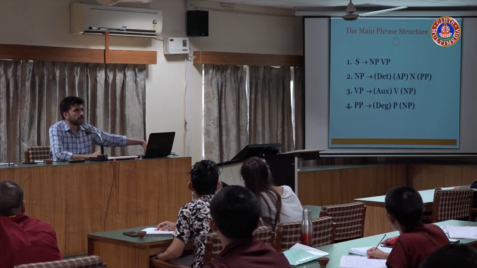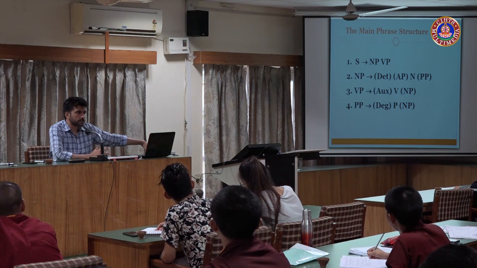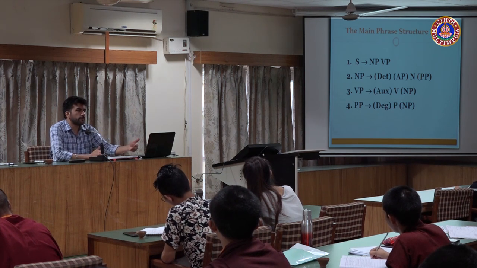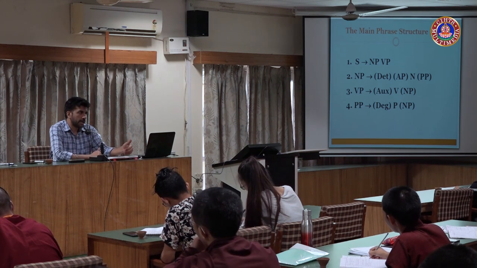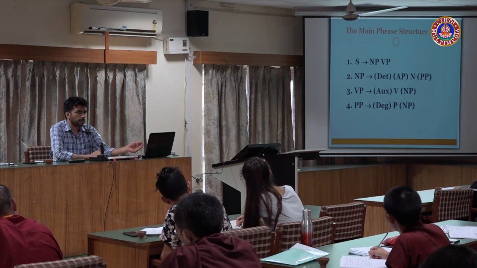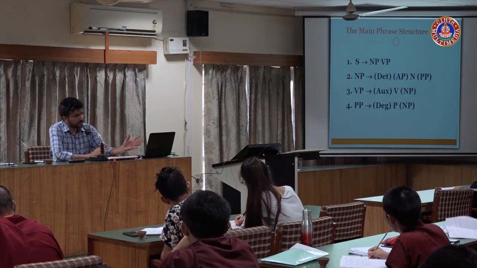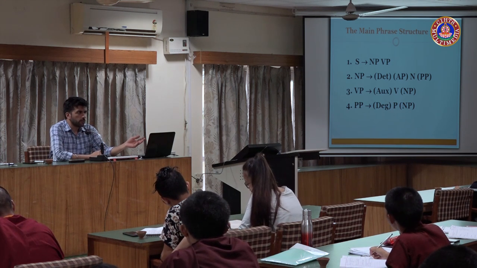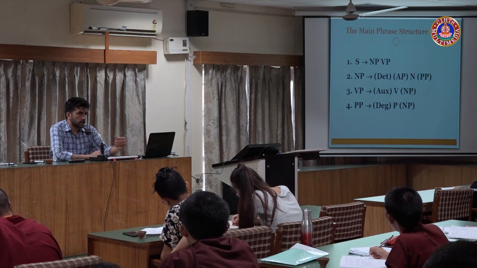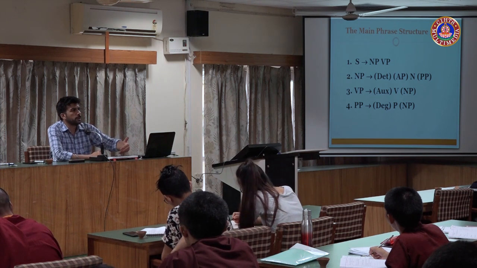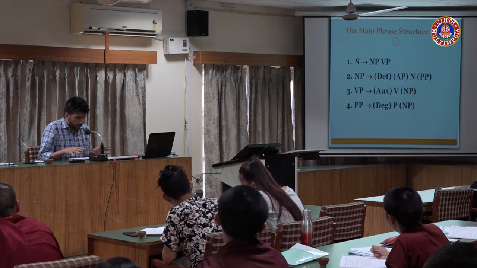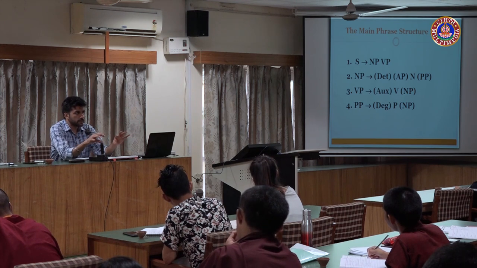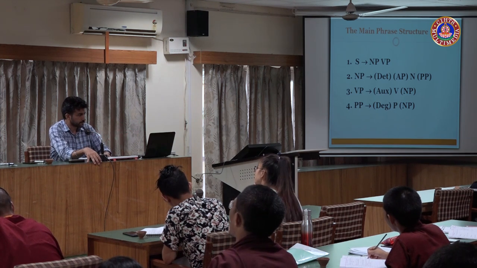Then you have verb phrases, which may have an auxiliary, like will come. Now, will is an auxiliary. Then it will be followed by the main verb, the head word of that phrase, and it can be followed by a noun phrase. Then a prepositional phrase sometimes has a degree, followed by a preposition, which will be followed by a noun phrase. For example, deep in the box. The degree shows you where it is, quite deep. In is your preposition, the box, another noun phrase. So what I am doing is, I am looking at sentences by dividing them into certain parts.